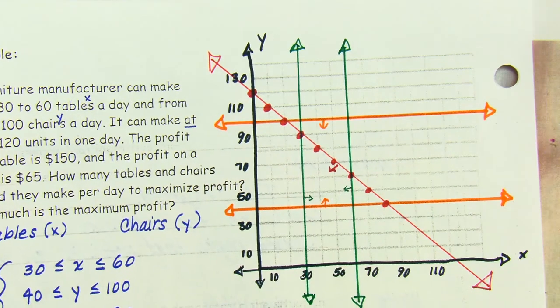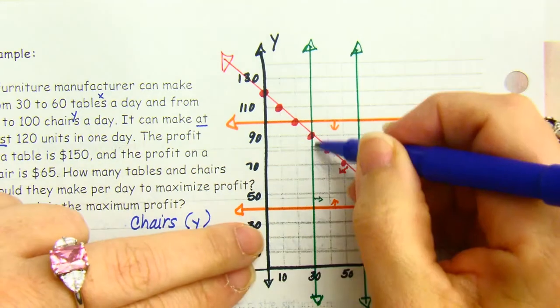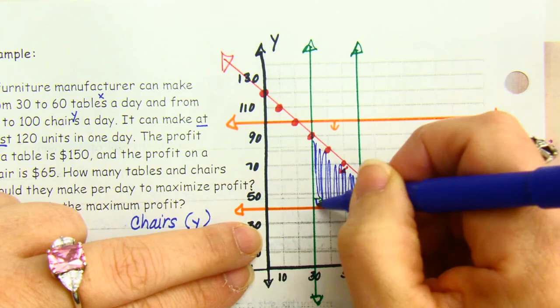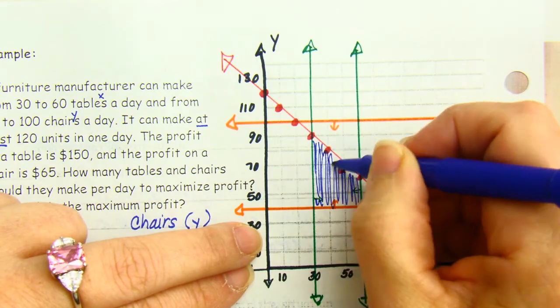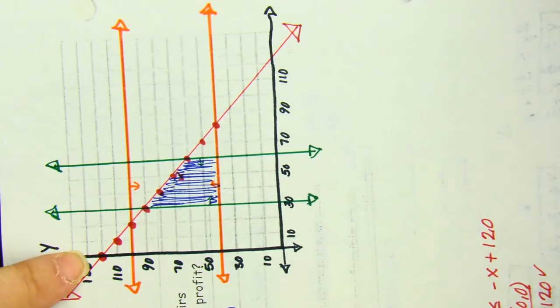Now, if I look at all the shading parts, my final feasible region is this region inside this, what appears to be a trapezoid. Right? A trapezoid has two parallel sides. If I turn it sideways, you can see the trapezoid right here.